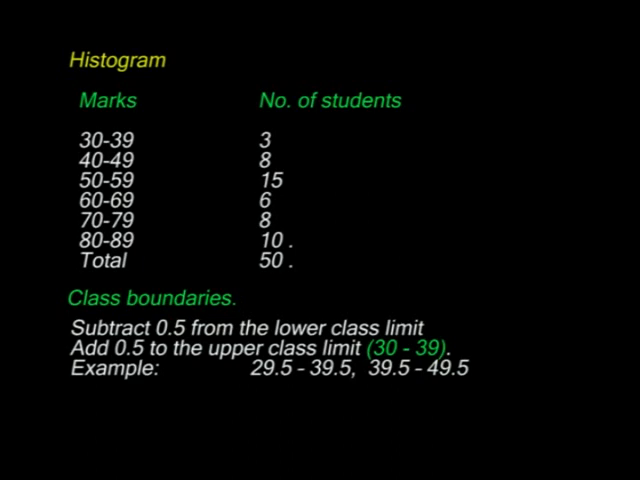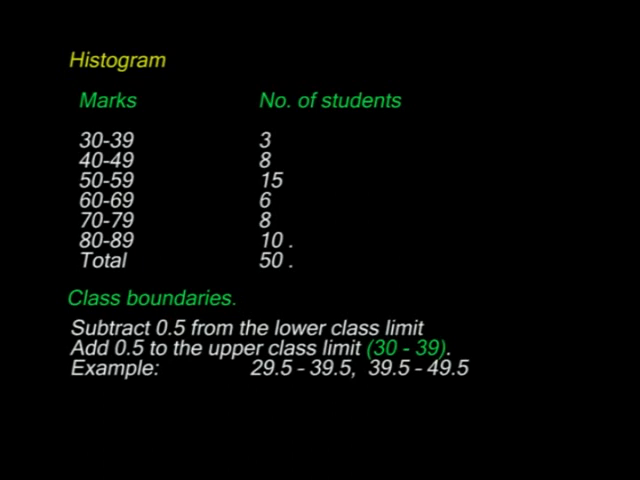For example, in the class of 30 to 39, the lower class boundary will be 29.5. We have subtracted 0.5. The upper class boundary shall be 39.5. We have added 0.5. For the class of 40 to 49, lower class boundary is 39.5 after subtracting 0.5. The upper boundary is 49.5. We have added 0.5.